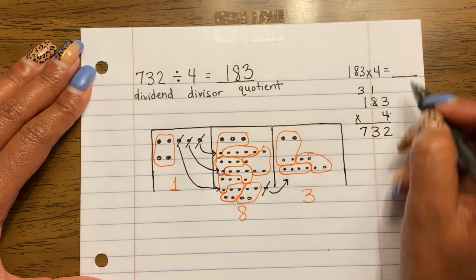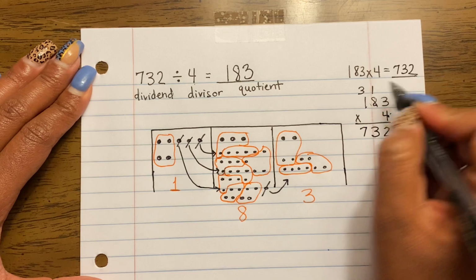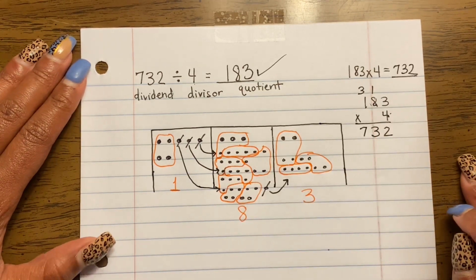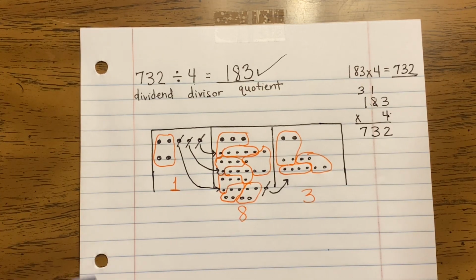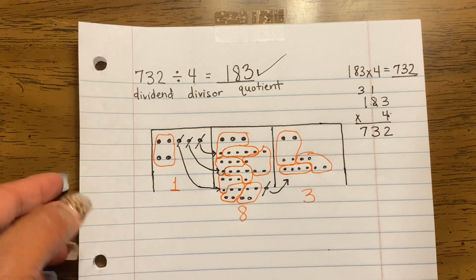So 732. This is correct. I'm going to show one more problem. I'm going to move my paper up.